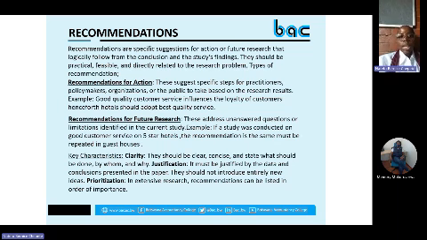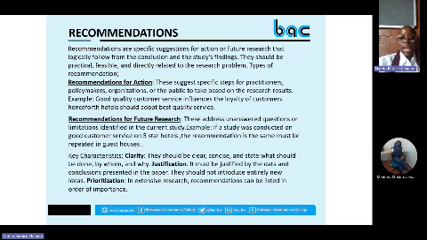Then moving on to the key characteristics of a good recommendation when writing research. They should be clear, concise, and state what should be done by whom and why. Then we have justification. It should be justified with the data, and conclusions must be presented in the paper. They should not introduce entirely new ideas.